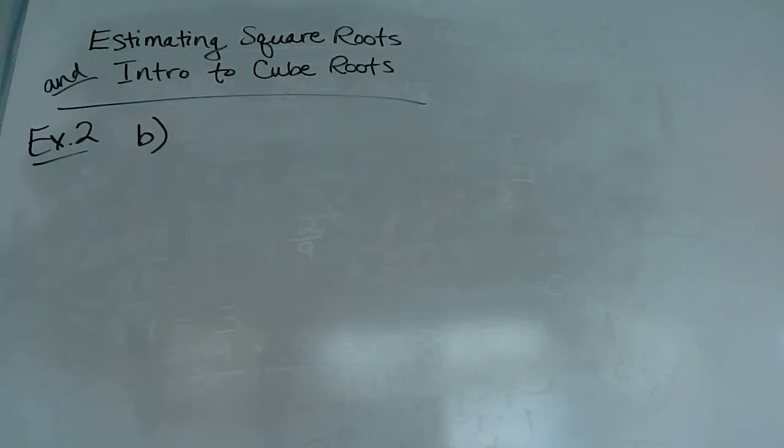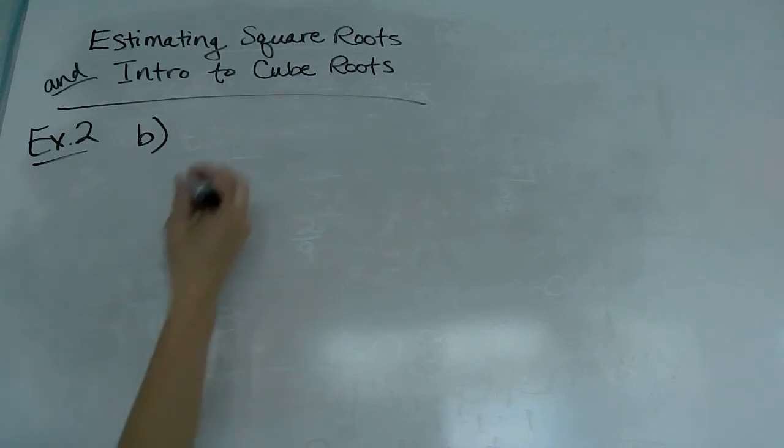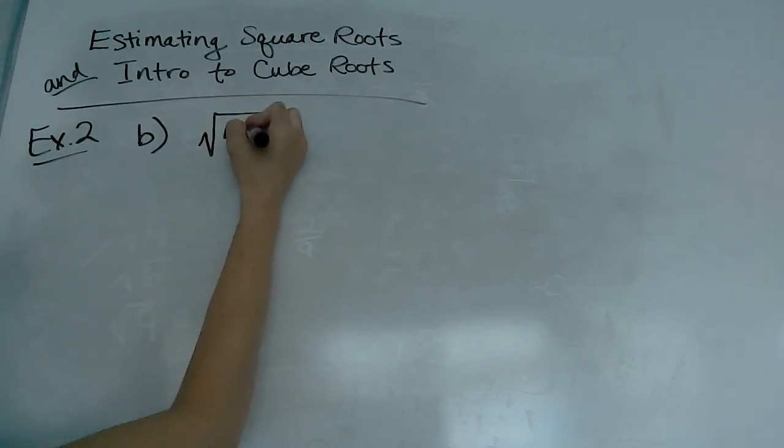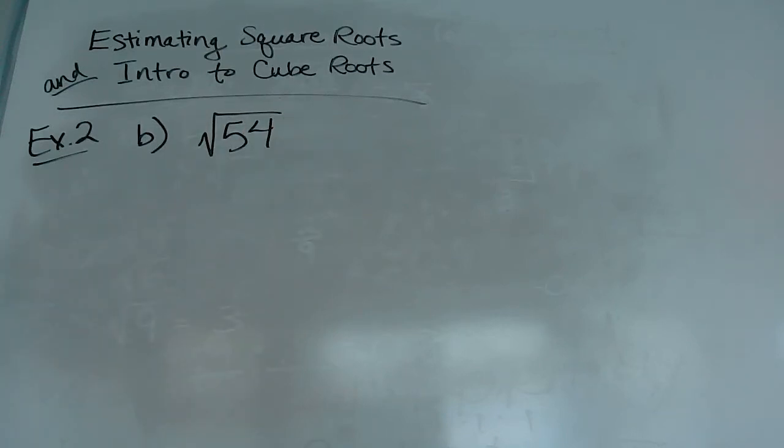All right, let's do another one. Let's look at the square root of 54. And again, we're still estimating because 54 is not a perfect square. You want to have a pretty good idea of what the perfect squares are. So in my last video, I mentioned it might be helpful to memorize them.